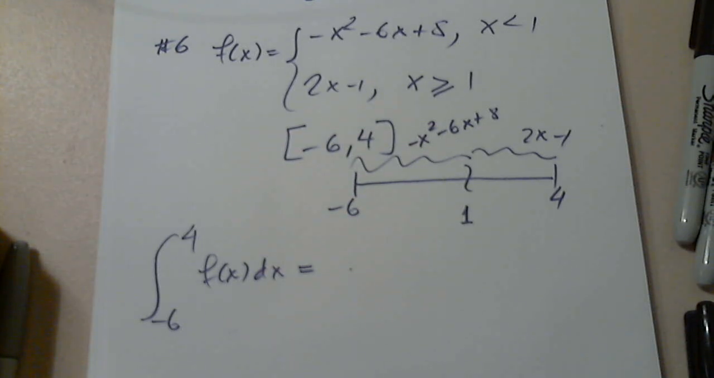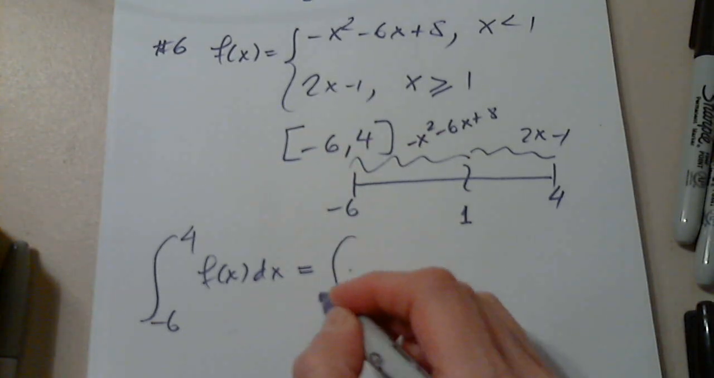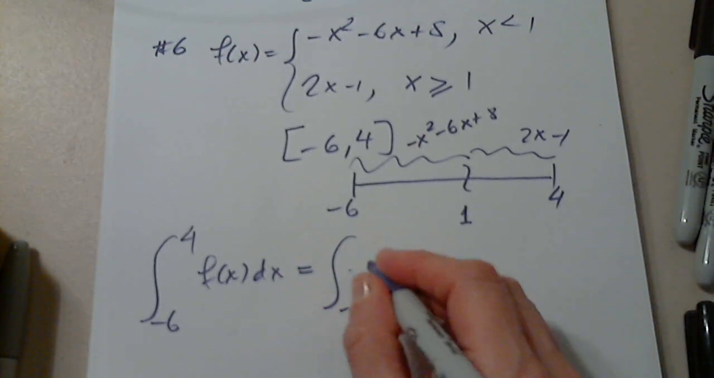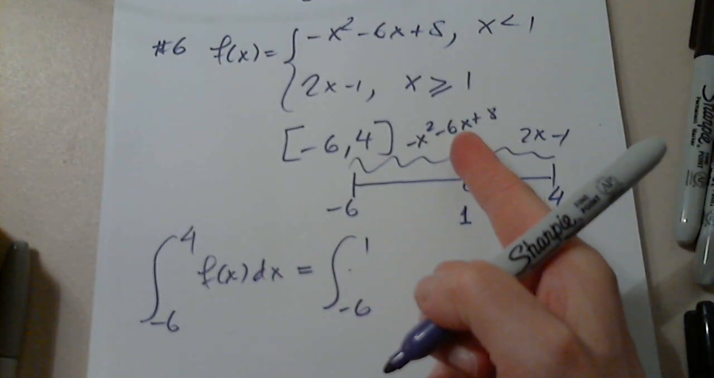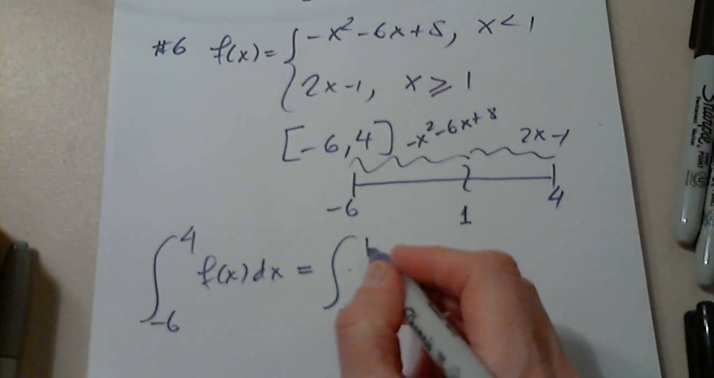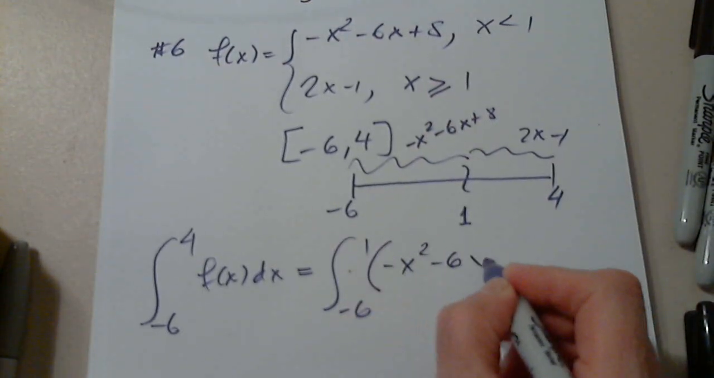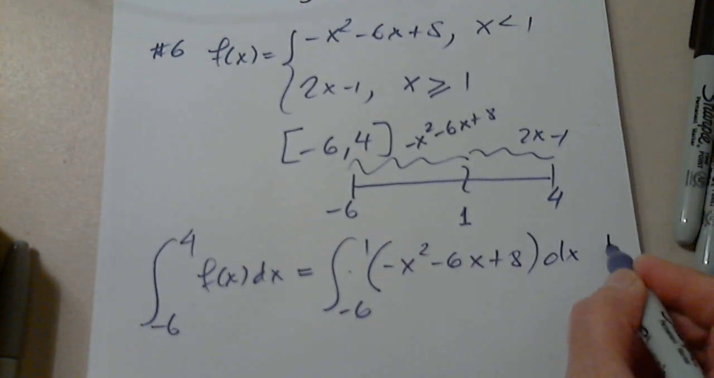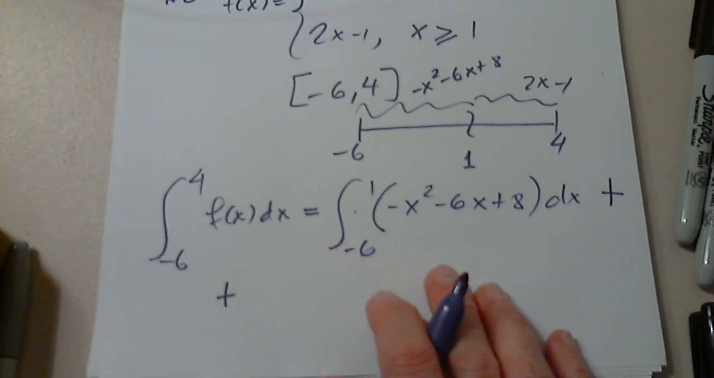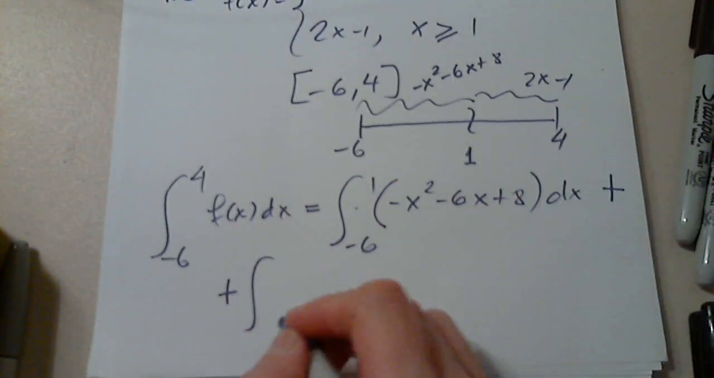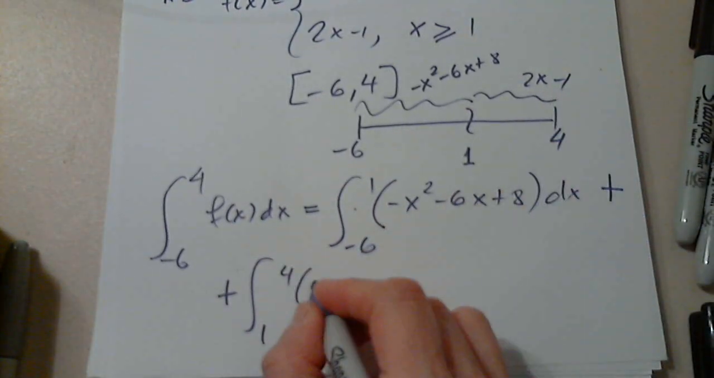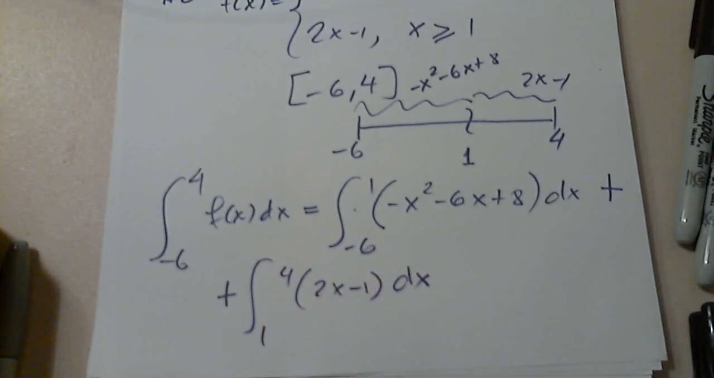It's okay if you're wrong, just say something, please. What do you think? The definite integral from negative 6 to 1 of negative x squared minus 6x plus 8, excellent, dx, plus the definite integral from 1 to 4 of 2x minus 1 dx. Excellent.